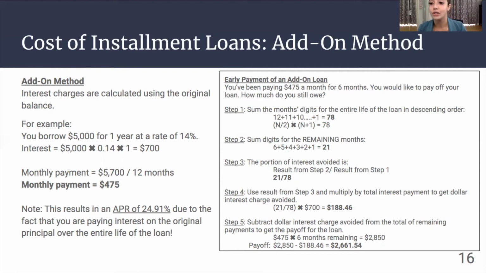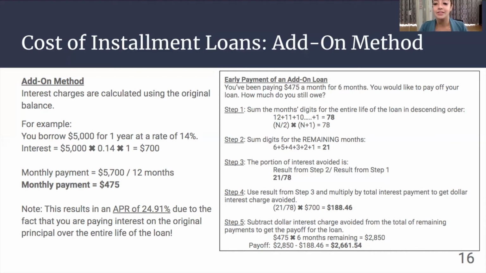So let's say that you wanted to pay off this add-on loan early. You've been paying your $475 for 6 months and you want to pay it off. So you need to figure out how much you still owe. There are a few steps involved. We're gonna go a little bit slowly, but we're gonna get there. Step 1 is you're going to sum the month's digits for the entire life of the loan in descending order, meaning that month 1 is 12, month 2 is 11, month 3 is 10, all the way down to 1. And that adds up to 78, or you can use the formula right underneath, which is n over 2 times n plus 1. That'll still give you 78.